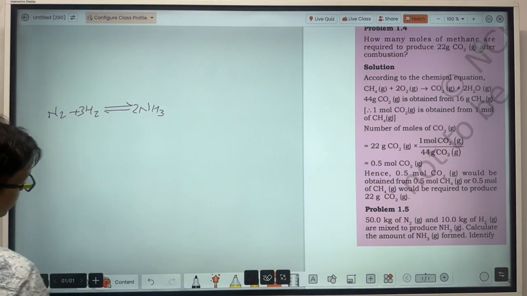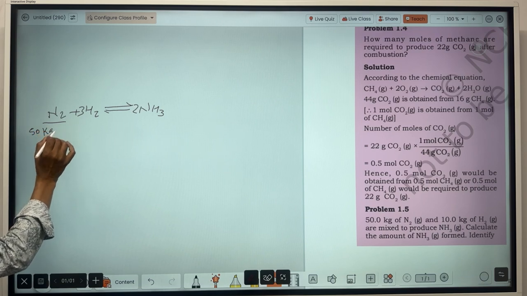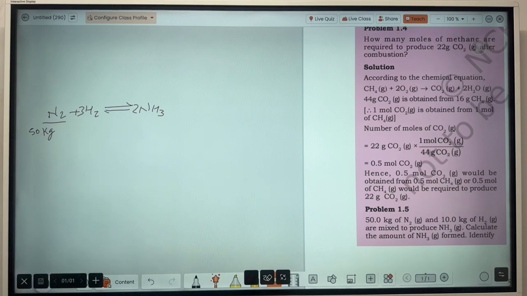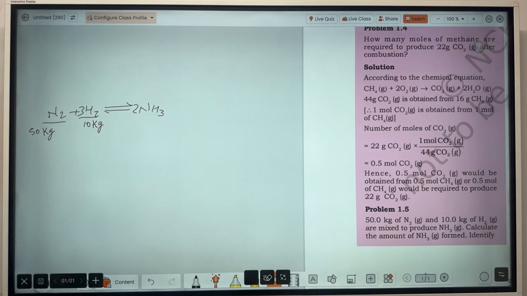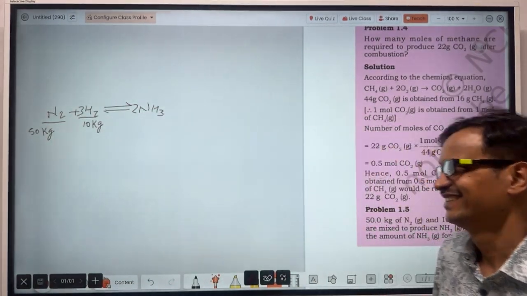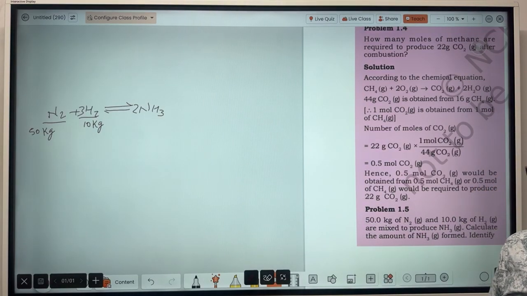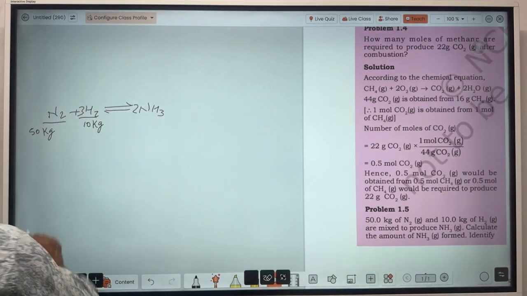Amount of nitrogen, how much? 50 kg, that has been given. Hydrogen, how much? 10 kg. Here I have written only what has been provided by the question. Now let's see how the reaction goes on.